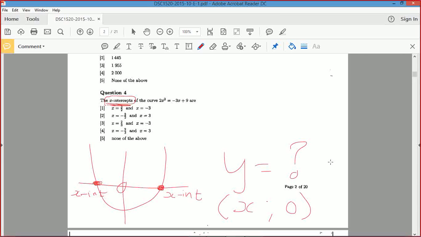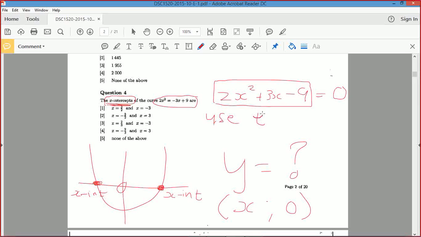Where do I find x-intercepts? I find x-intercepts where y is 0. So I need to solve for this when y is 0. Okay, so 2x squared plus 3x minus 9 equals 0. Solve for x. That's what you're doing. Obviously, you probably wouldn't factorize. You'd probably use the quadratic equation, right? Okay, so use the quadratic equation then.